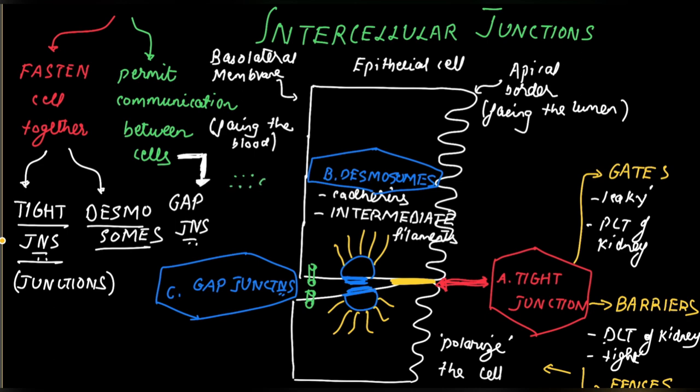So each gap junction is made of six connexin subunits which form a connexon. And a connexon from one cell joins a connexon from another cell to form a gap junction.